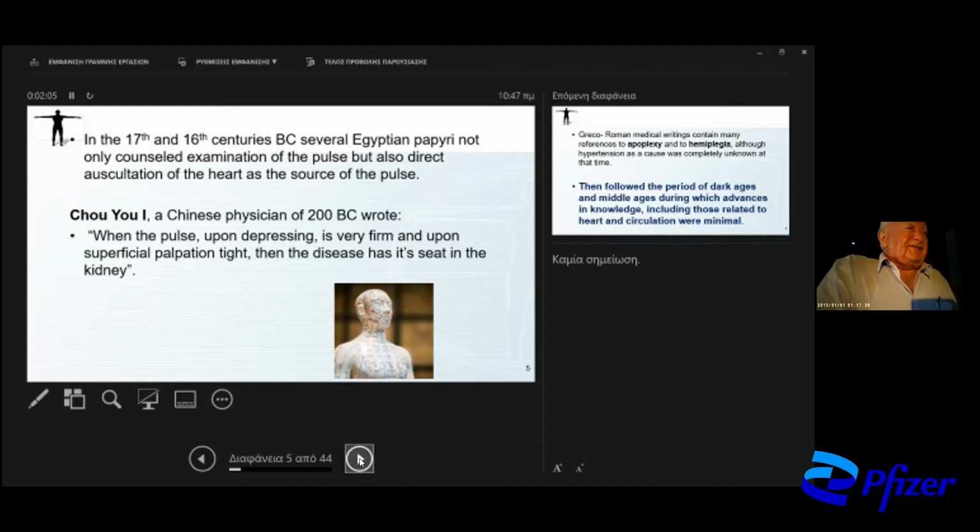In the 17th and 16th centuries before Christ, several Egyptian papyri not only counseled the examination of the pulse, but also direct auscultation of the heart as a source of the pulse. And Chu Yu-ai, a Chinese physician at 200 before Christ, wrote, when the pulse upon depressing is very firm and upon superficial palpation tight, then the disease has its seat in the kidney. Very interesting observation at that time.